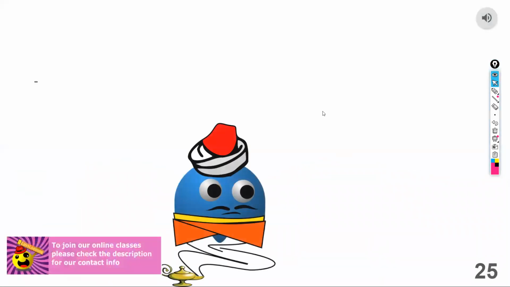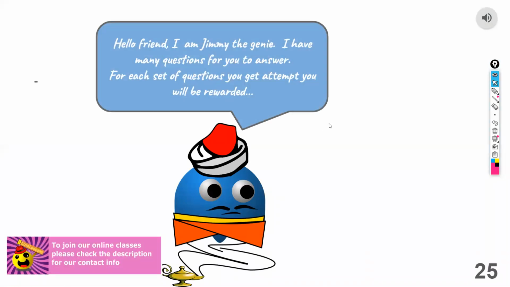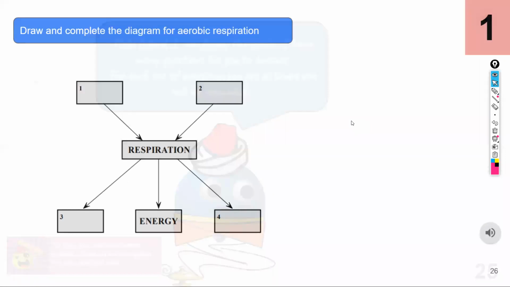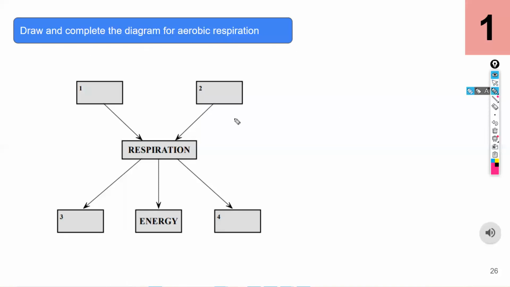All right, so let's see what's going on here. We have a little magic genie here and let's read the instructions. All right, now this is what I need you to do in the first question. They said this is aerobic respiration, right? So this is aerobic respiration. You need to fill in what goes in block 1, 2, 3, and 4.